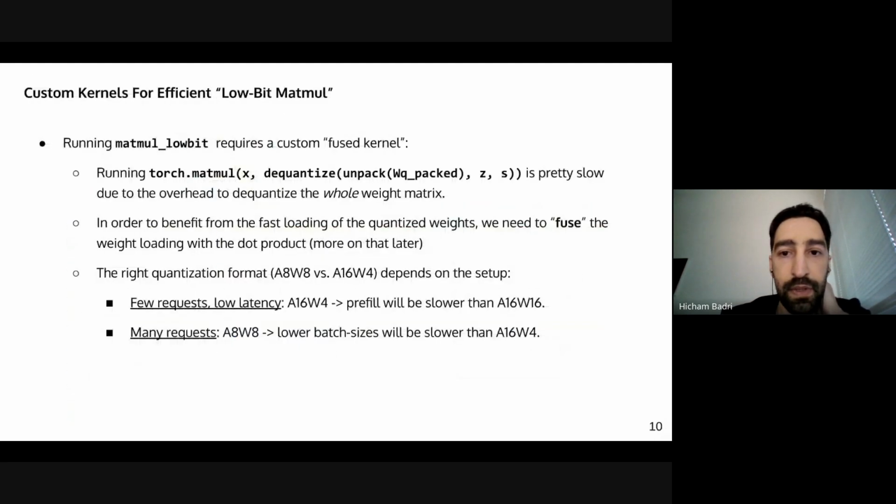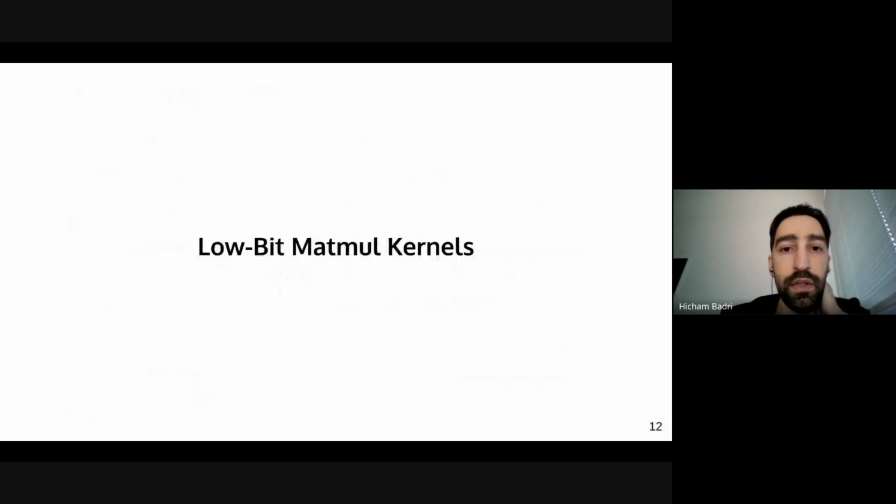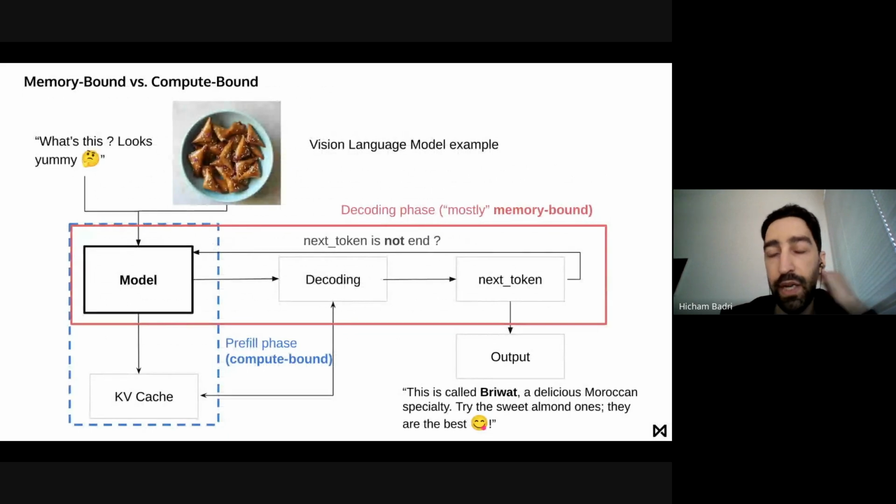So are there any questions related to this, the choice of quantization and memory bound versus compute bound? Because the next slides are actually about writing the kernels. So if there are any questions regarding this, it would be good to answer them before moving on to writing the kernels.